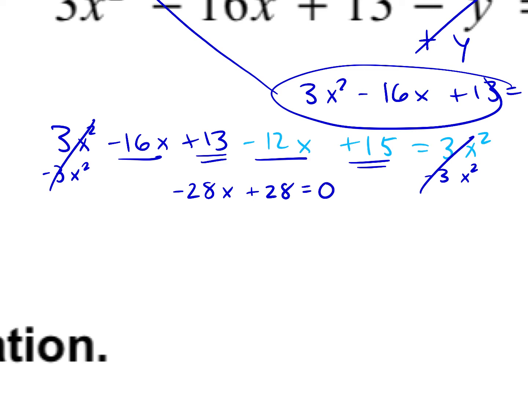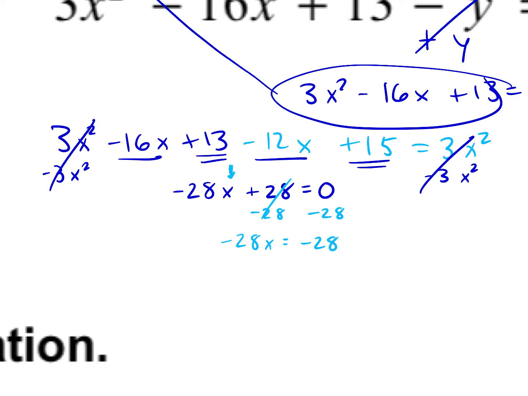Now if I only have one x, do I have to factor? No, we're just going to solve for x. So we want to get that all by itself. So what can I do to solve for x? Subtract 28. So negative 28x is equal to negative 28.